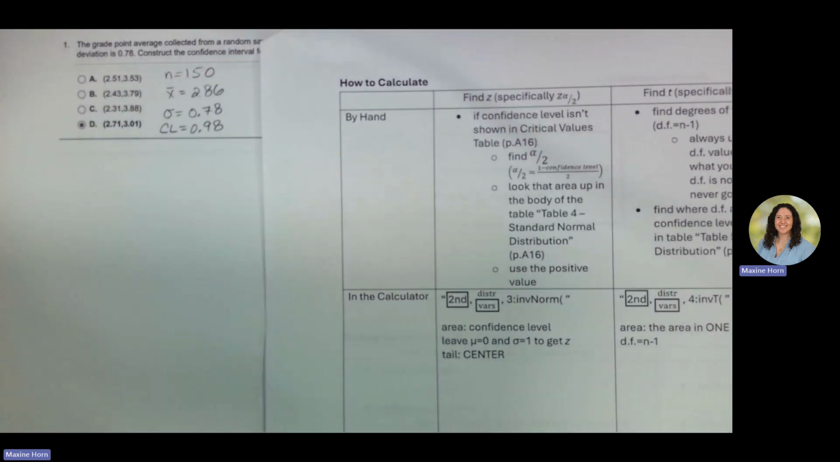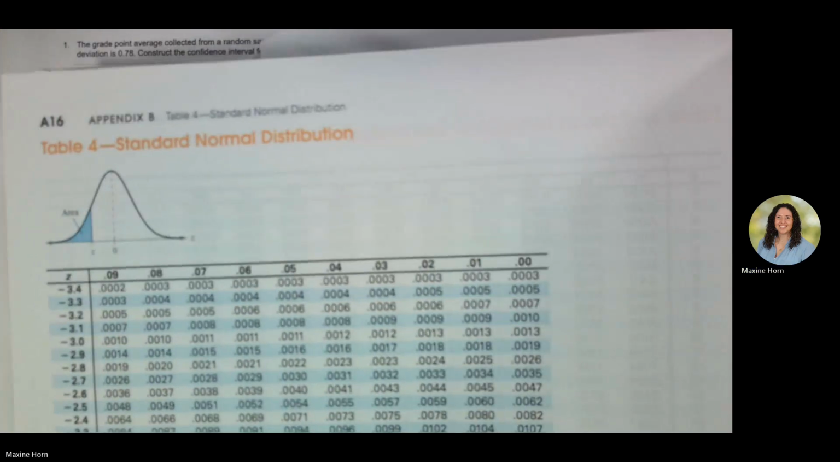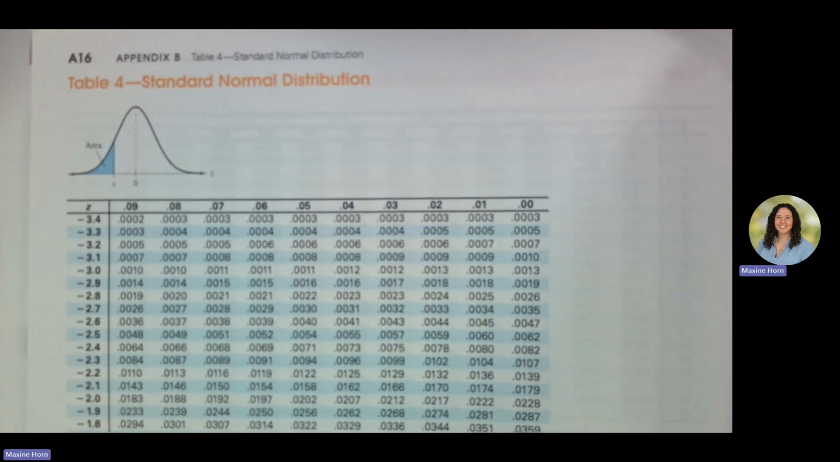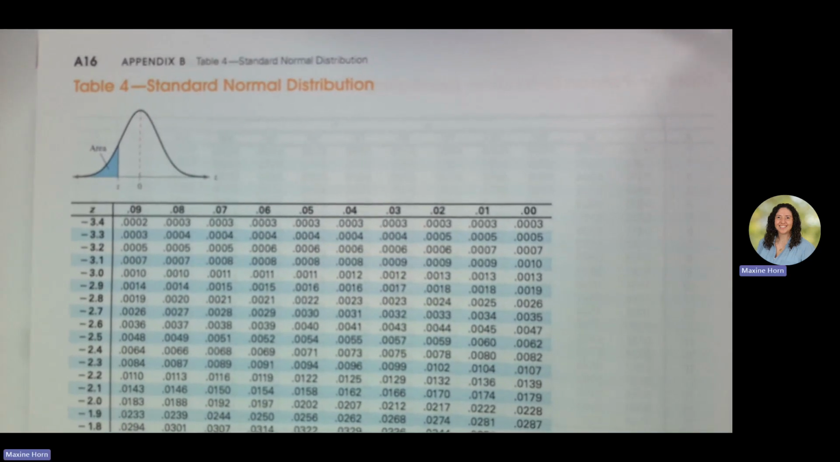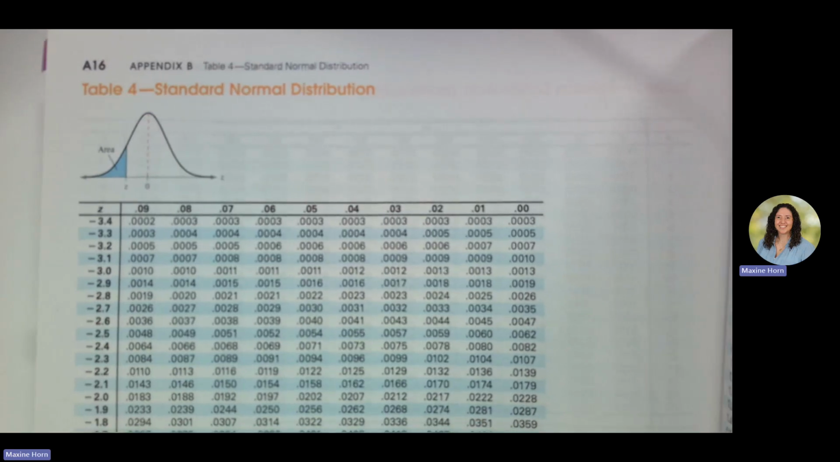If the confidence level isn't shown in the critical values table, let's check and see if it is in the critical values table. In your book, or if you have access to the book online, it's probably not the same page, but in the back of the textbook there are all these tables, appendices. I'm trying to get to the right one here. You've seen this before, right? We've used this a lot, finding z-scores, finding the area to the right and the left of a z-score.